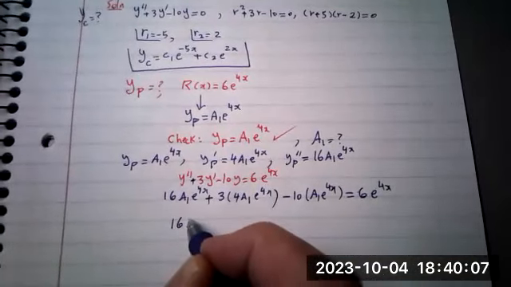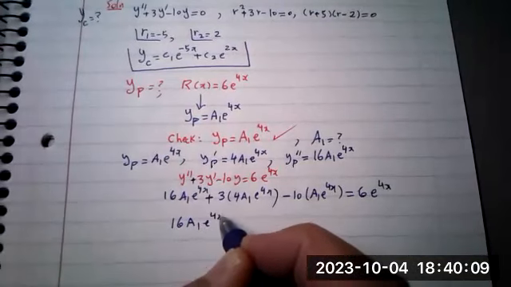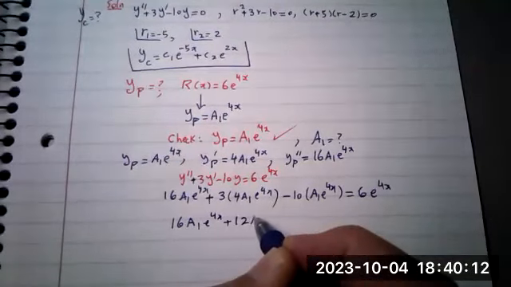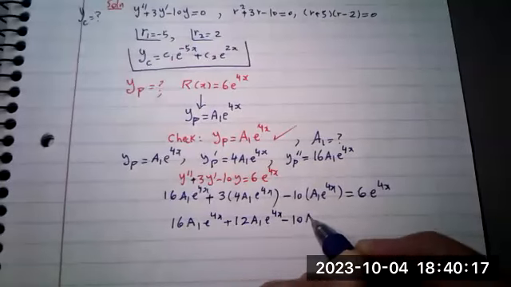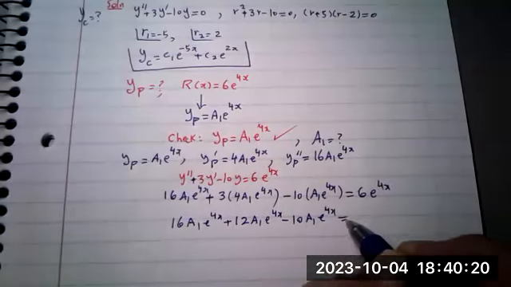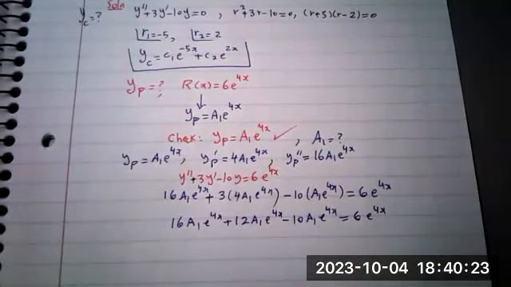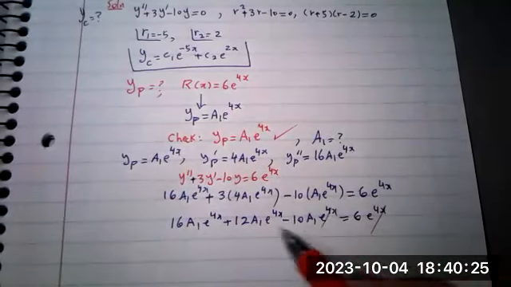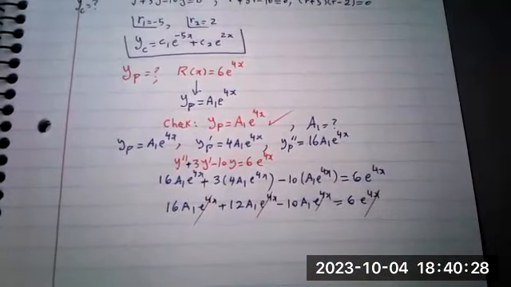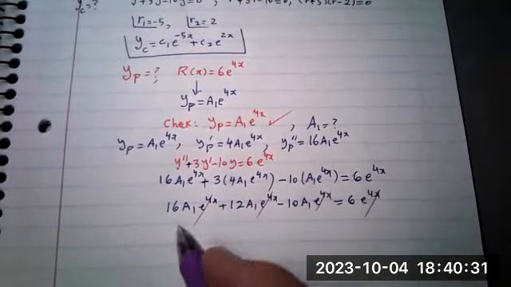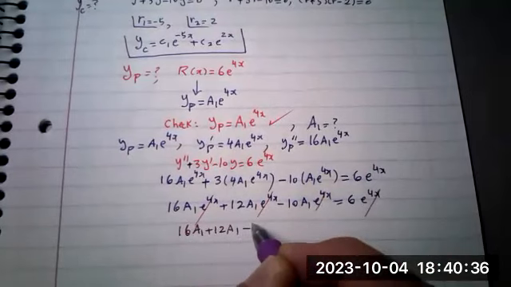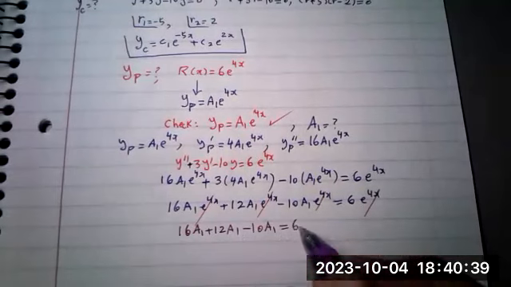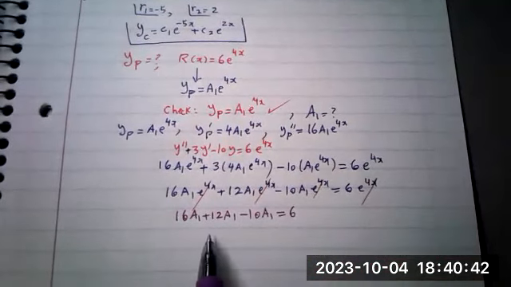So we end up with 16 a1 e to the 4x plus 12 a1 e to the 4x minus 10 a1 e to the 4x equals 6e to the 4x. You can divide by e to the 4x. What's the leftover? The leftover would be 16 a1 plus 12 a1 minus 10 a1 equals 6. Combine the like terms, so that we have 18 a1.